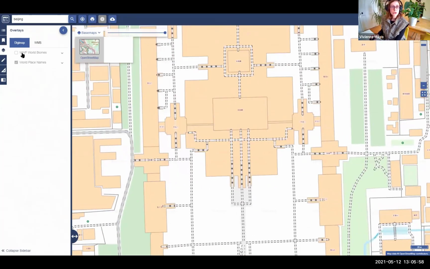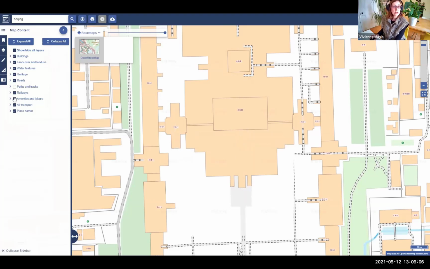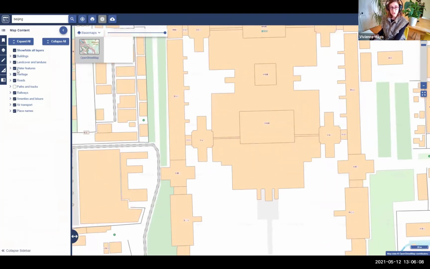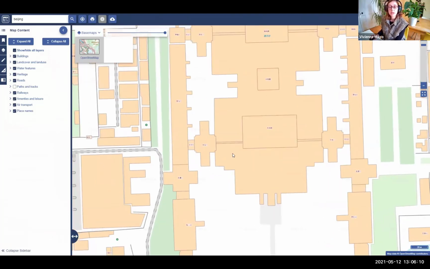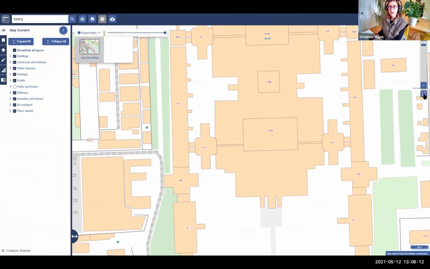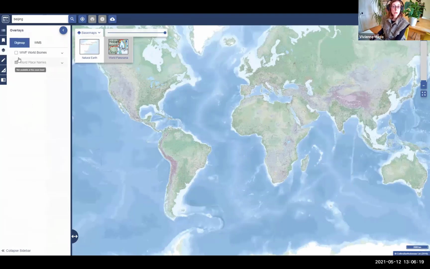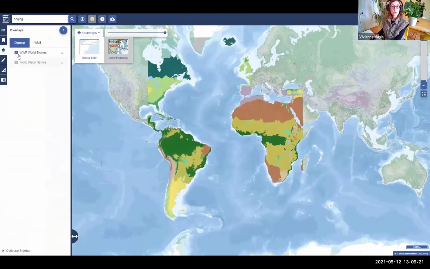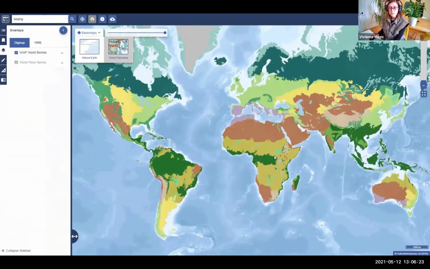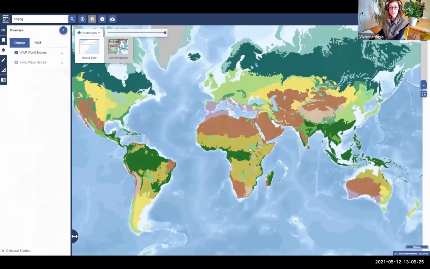So that is our OpenStreetMap data, and again in the map content you can choose to switch the different layers on and off. So if you don't wish to see paths and tracks, for example, you can just select which layers you wish to view. Now I'll go back out to the map of the world and just show you the other overlay. We've got 2 there, world place names and the World Wildlife Fund world biomes. Those are a fairly recent addition to the service.